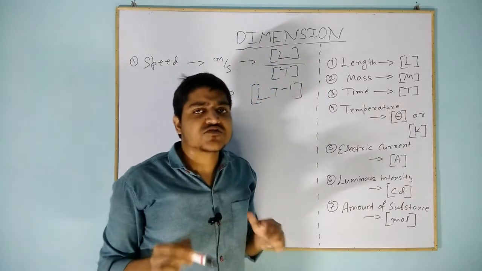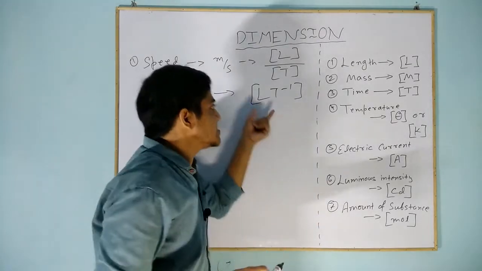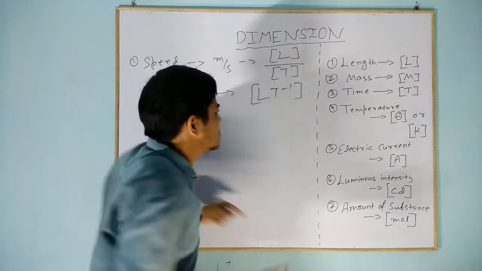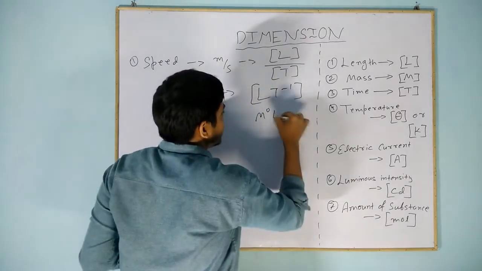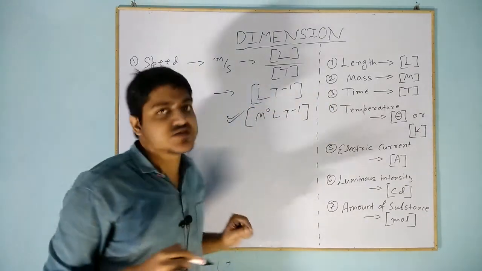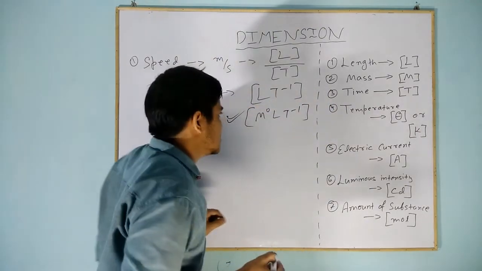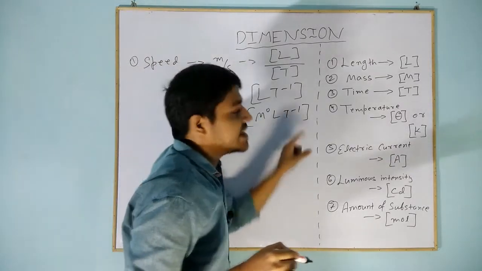Normally, we write the dimensional formula of any derived physical quantity in terms of M, L and T. Since M is absent in this formula, we can write M raised to the power 0 in the formula, M^0 L T^-1. So this is a better way of writing the dimensional formula of any derived physical quantity. Okay. We write the dimensional formula in terms of M, L and T normally.